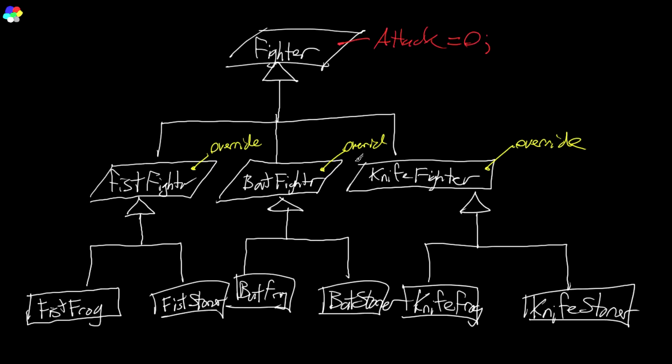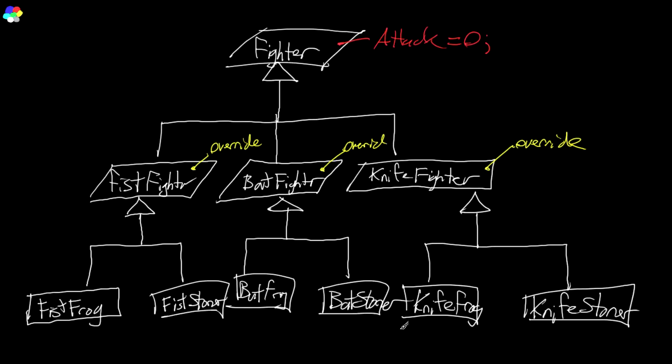So the bat fighter is going to do a bat kind of attack, the fist fighter is going to do a fist kind of attack, etc. And then our actual concrete classes will inherit from these. So you can have a fist frog, a bat frog, a knife frog, and a fist stoner.